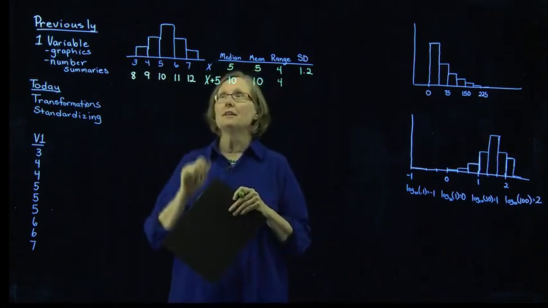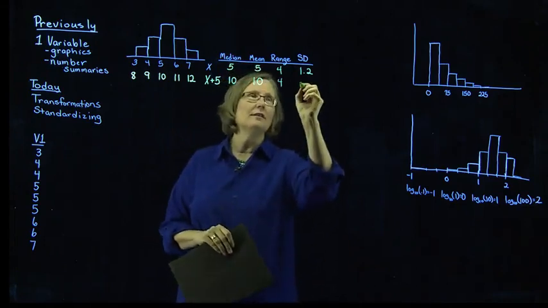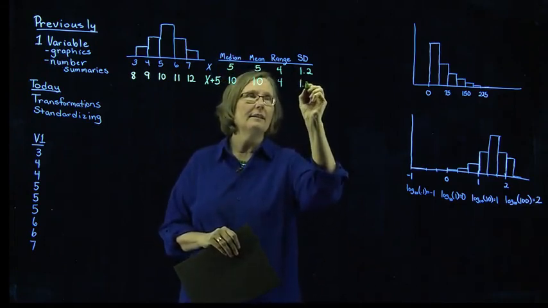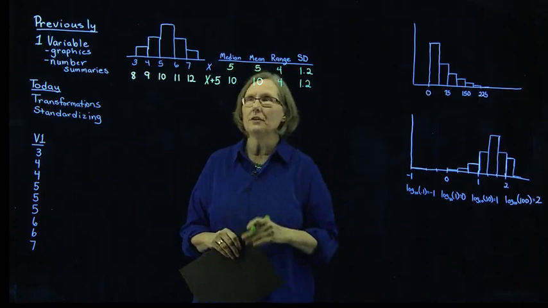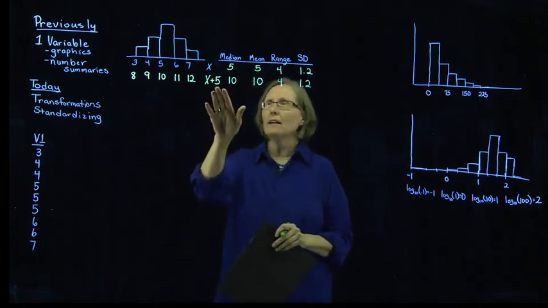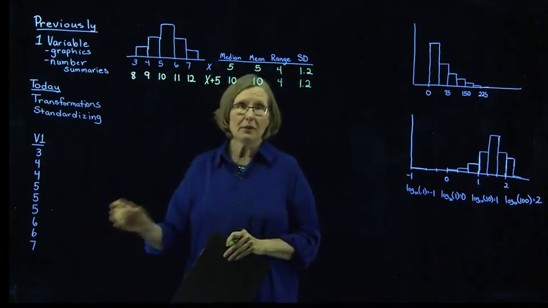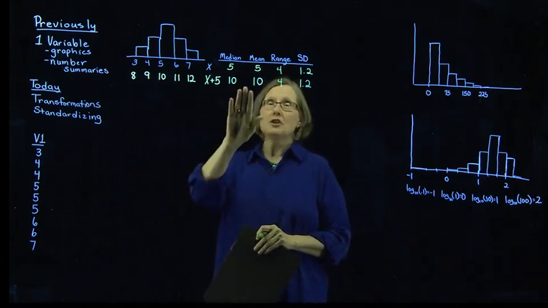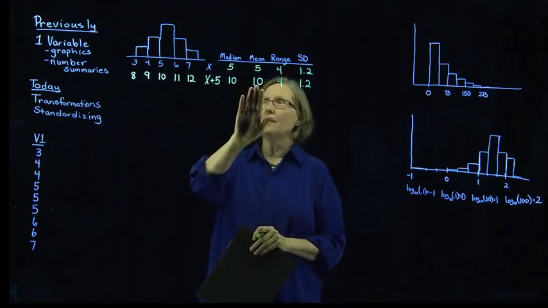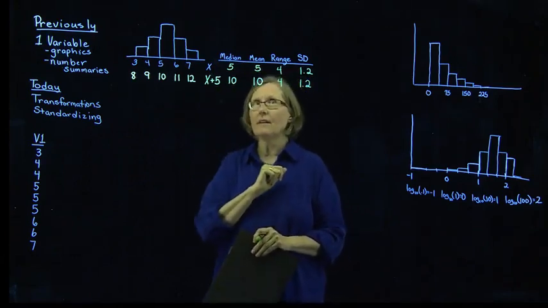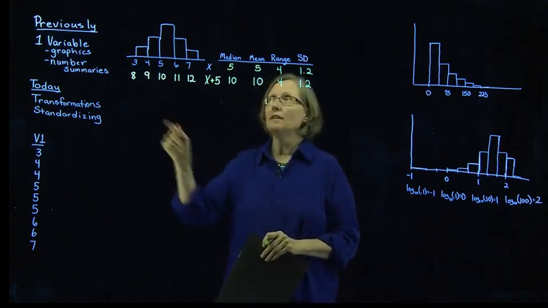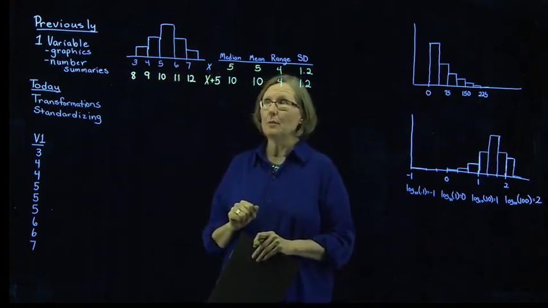Notice the average distance to the average also does not change. It stays at a standard deviation of 1.2. So adding a constant to each observation of a variable shifts the mean or the center of the distribution, but it doesn't affect the spread, nor does it affect the shape of that distribution.